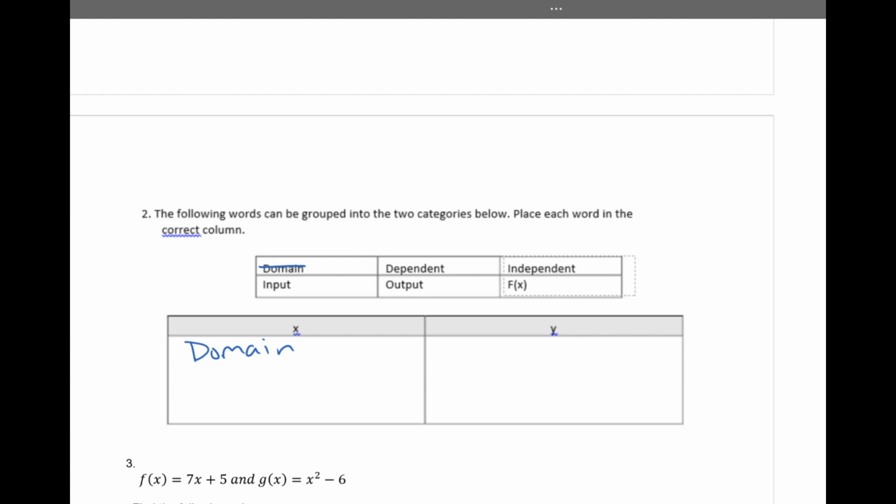So dependent means you're relying on something. So y is dependent on x. Therefore, x is independent. It's able to stand on its own, it can be by itself. So x is independent, y is dependent. Input is going to be your x, so that one's a pretty easy one. Therefore, your output is your y.